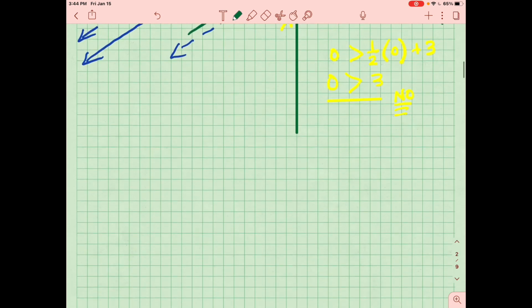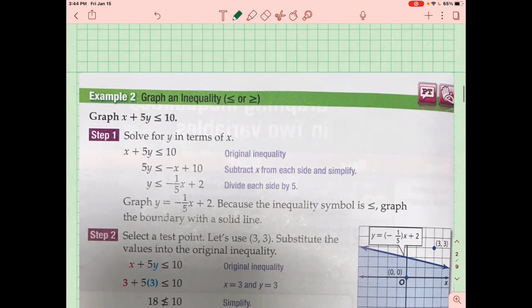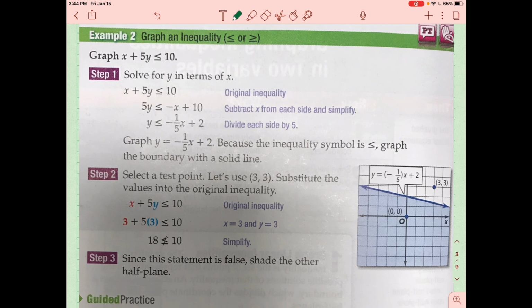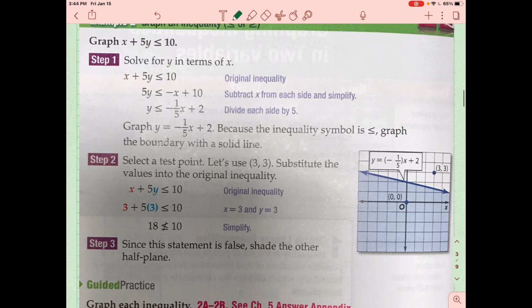All right, let's go on. This time we're going to graph with an or equals. Okay, so here's an example. They have graphed x plus 5y is less than or equal to 10. They rearranged it and made it in y equals mx plus b order. And then they pretended it was an equals so that they could get their boundary.